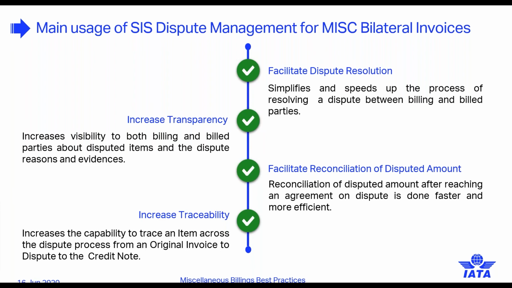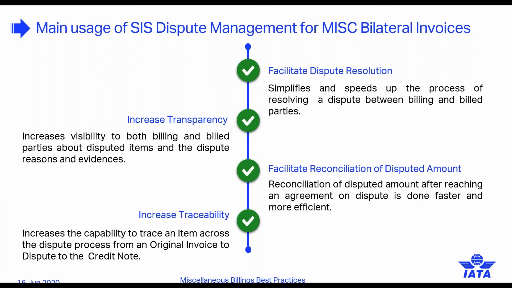SIS dispute management not only increases visibility to both billing and billed parties about disputed items and dispute reasons, but also allows them to trace items across the entire process from an original invoice to a dispute and finally to a credit note issued to settle that dispute. Also, it speeds up the process by facilitating the communication between both parties and finally makes it easier for both parties to reconcile and settle the disputed amount that they agreed on.